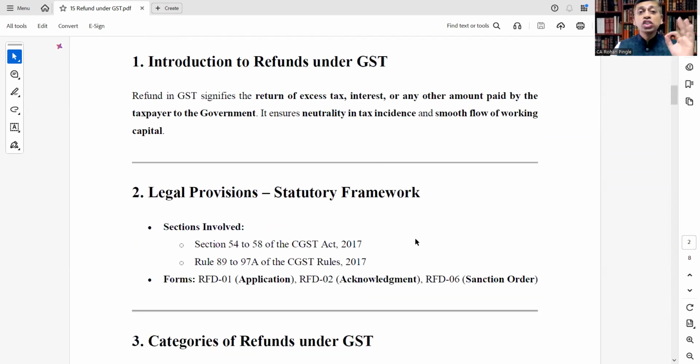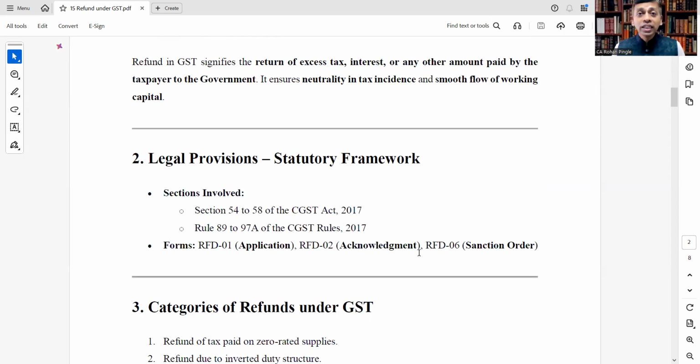Introduction. A refund in GST signifies what? The return of excess tax, interest, or any other amount paid by the taxpayer to the government. What is meant by refund is the return of excess tax or interest or any other amount paid by whom? The taxpayer. To whom? To the government. It ensures what? Neutrality in tax incidence and smooth flow of working capital.